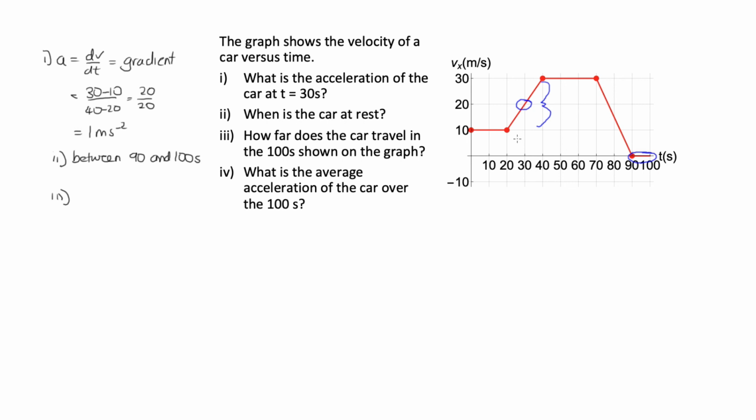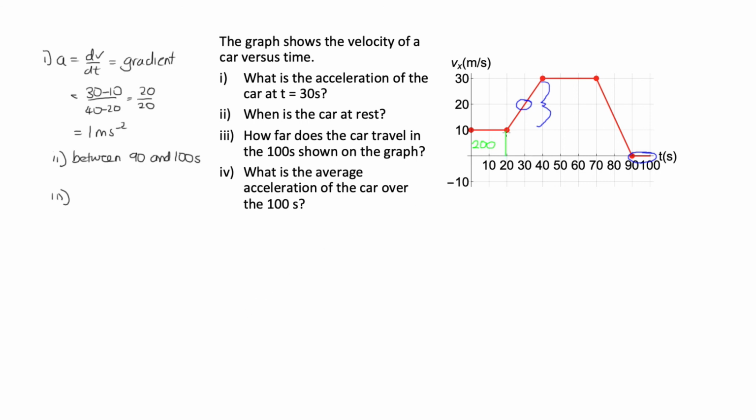Okay, so for this one, to get how far it's traveled, we need to integrate the velocity. So we need to get the area under the curve. So let's split the curve up into little bits for which it's easy to calculate the area. So between 0 and 20 seconds, we've got a height of 10. So 20 times 10, that's 200, is the distance that it travels.